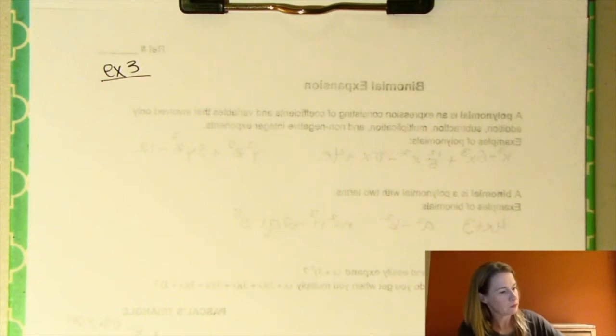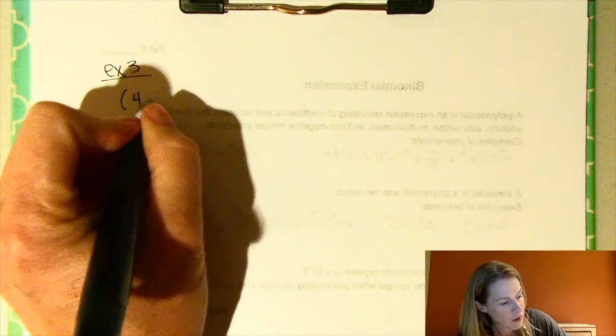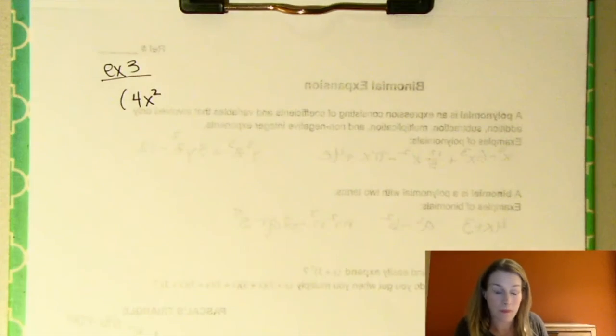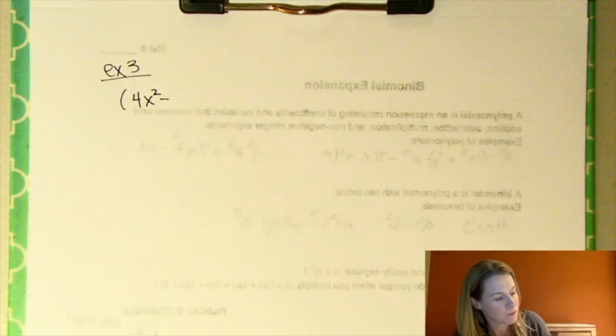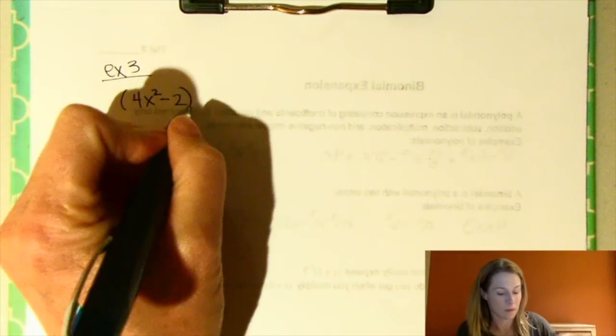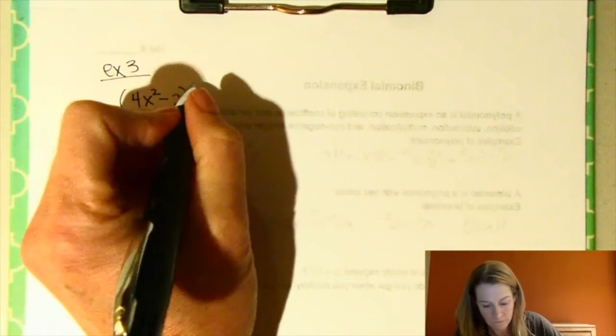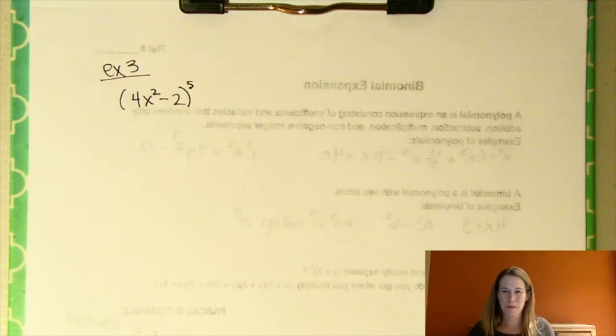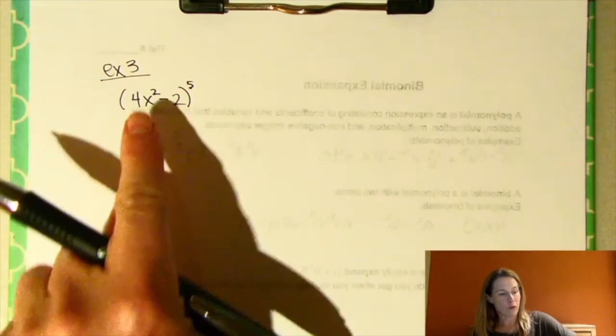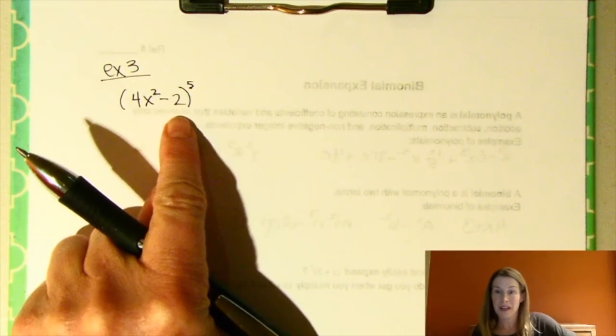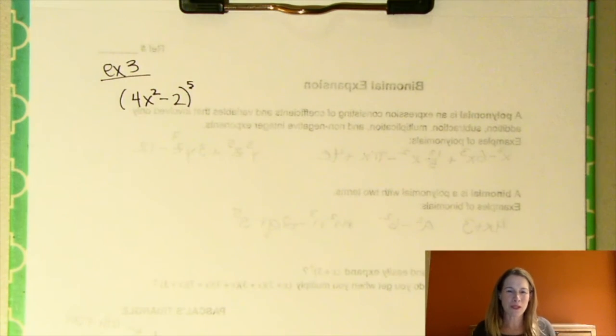We'll call this one example 3. And what I'd like you to work out is 4x squared minus 2 all to the 5th power. So go ahead and pause the video, take a moment, and see if you can set this up against the 5th power. So you're going to the 5th row. You have a 4x squared is one term, and a plus a negative 2 is your other term. So take a moment to work that out and then come back and see how you did.